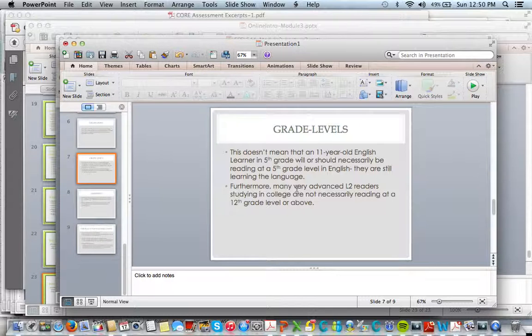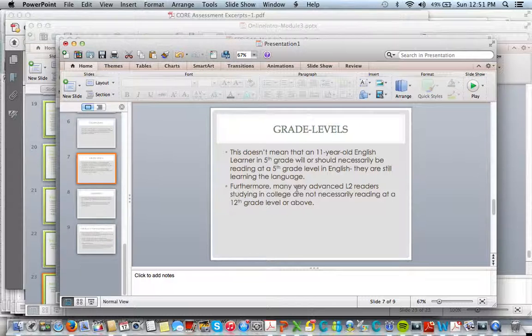A 12th grade level is extremely sophisticated, and even a lot of native speakers can't handle a 12th grade level, or can't handle it easily. So even very advanced college level learners, do not assume that they're reading above a 12th grade level. I would be very surprised. And if that's the case, then again, how are they different from a native speaker? And do they really need help with their reading? So that's what you want to think about as you're testing these levels.